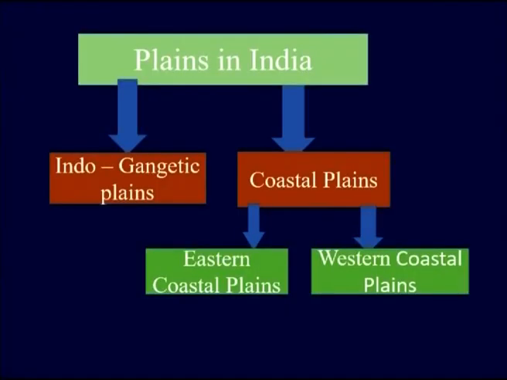Children, now let us study in detail about the plains in India. The plains in India are of two types. The first one is the Indo-Gangetic plain and the second one is the coastal plain. Coastal plain is again divided into two, that is the Eastern Coastal Plain and the Western Coastal Plain. Let us see how the Indo-Gangetic plain has been formed.